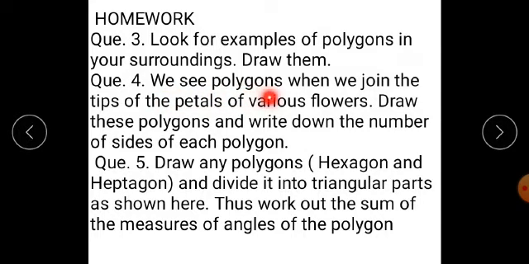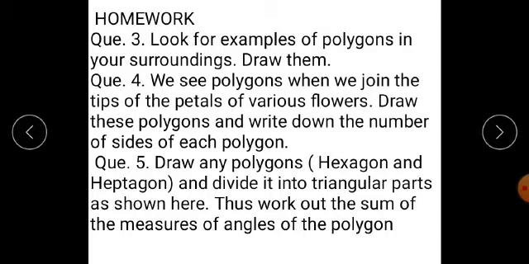Question number 4. We see polygons when we join the tips of the petals of various flowers. Draw these polygons and write down the number of sides for each polygon. Students, for this question also you have to refer to your surroundings, see different types of flowers, pick one or two flowers of different types. You have to press them, and you have to draw. You have to take the tips of those flowers, and you have to join these tips with the help of line segments, and then you have to write the number of sides of each polygon made because of the joining of the tips of flowers.